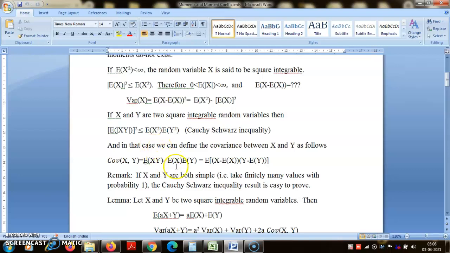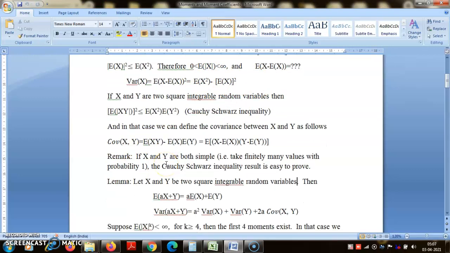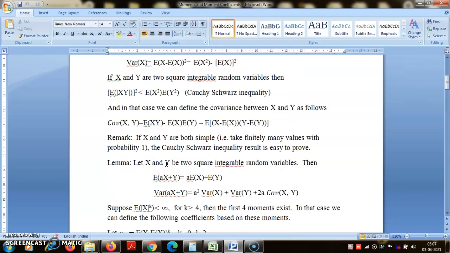Now, one important thing: variance is always non-negative, right? Because this is x minus expectation of x, whole square. You can also see from this inequality, since expectation of x, whole square, is less than or equal to expectation of x square, this difference cannot be negative. But covariance can be both positive or negative. So that is an important point.